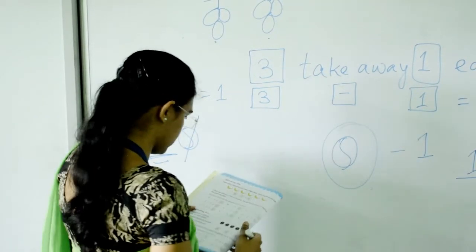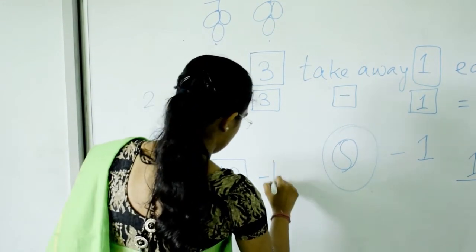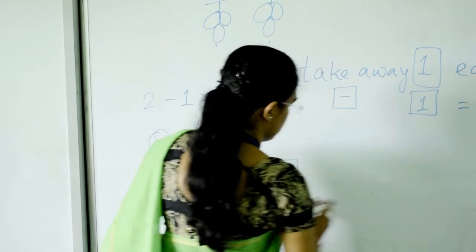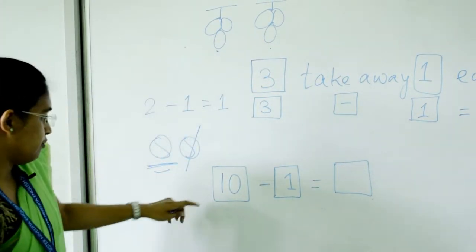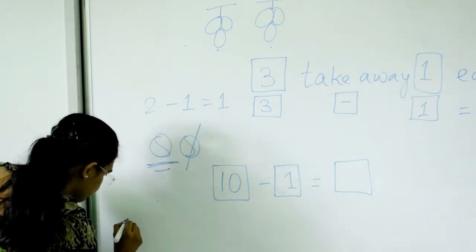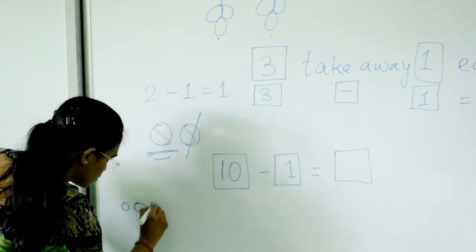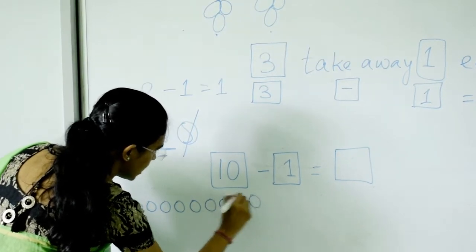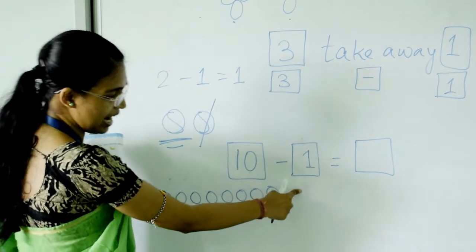Another question. 10 minus 1 equals box. So how many pictures do we have to draw? We have to draw 10 pictures. So let's draw the pictures. 1, 2, 3, 4, 5, 6, 7, 8, 9, 10. We have 10 balls, right? And what do we have to do here? We have to add another ball.